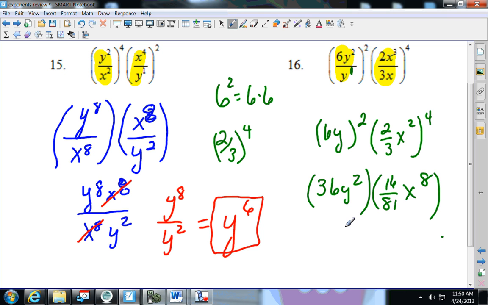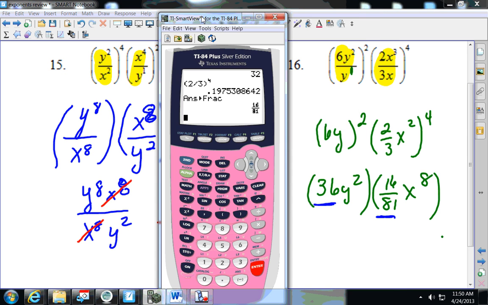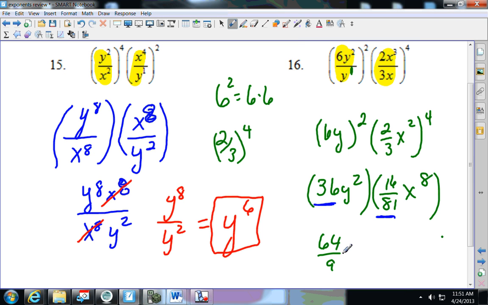Now, what do you do here? You have to multiply 36 times this. So I'm going to go back to my handy-dandy calculator, put in there, you can go parentheses 16, divide 81, and do the parentheses again for times 36. If you want to do it this way, and press enter. Ugh. That one's just not very nice. It reduces to 64 over 9. So we'll just go with 64 over 9, y squared, x to the 8th. That one wasn't very pretty.